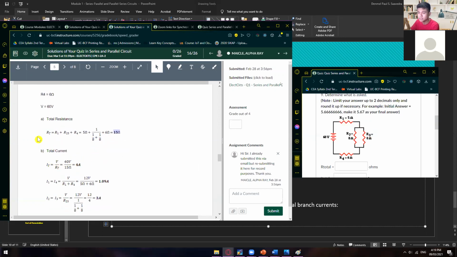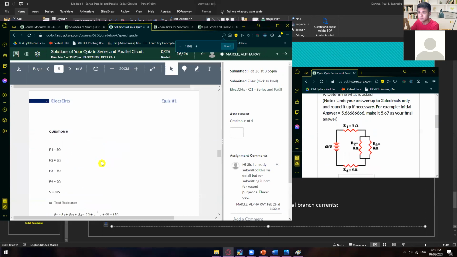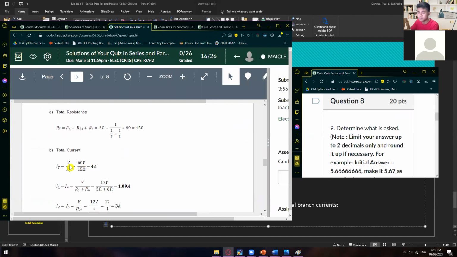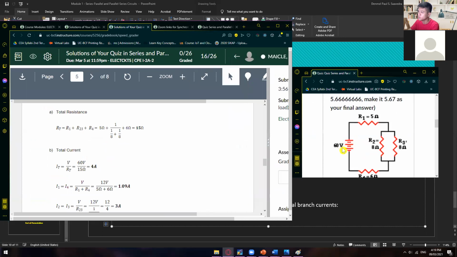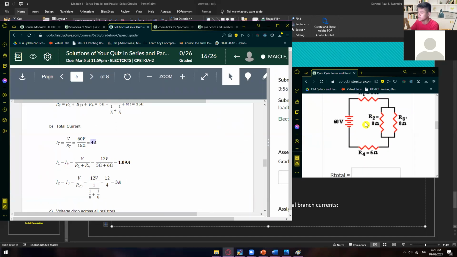For the total current, since you already have the R total, that's the time you can now perform this one. So V divided by RT: 60 volts as your total voltage and 15 ohms as your total resistance. And you'll get 4 amps as your total current. And then for the I1, I1 is actually equal to I4 since they are in series connection. That's the rule in series.